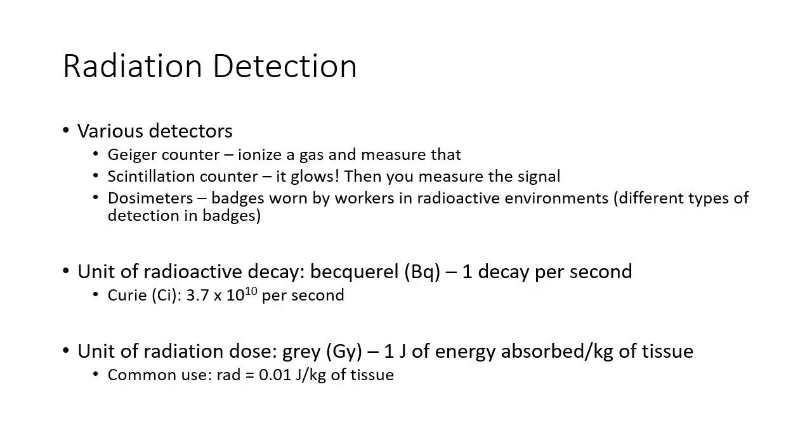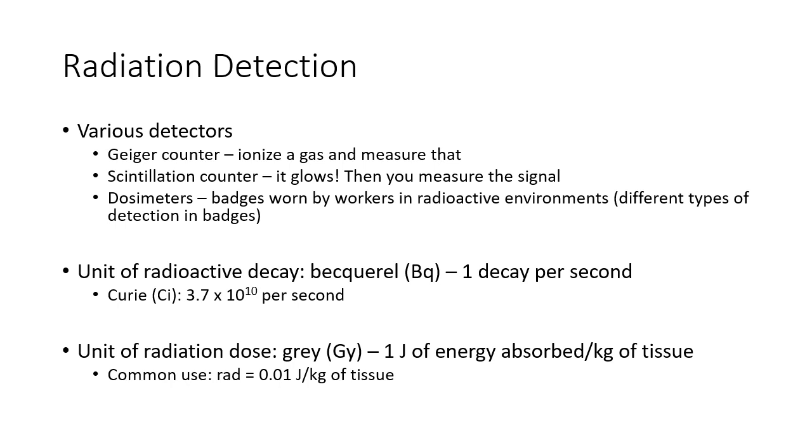So let's talk about how we detect radiation. There are different types of detectors. The most famous one is the Geiger counter, where you ionize a gas and measure the energy of that ionization. You can also use a scintillation counter, which glows, and then you measure the signal from the light.